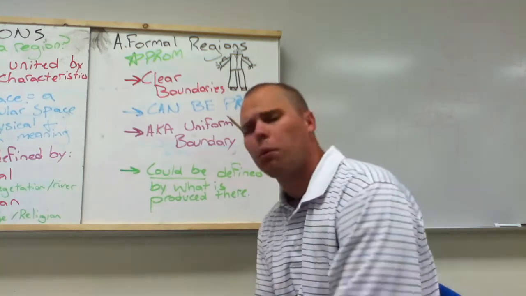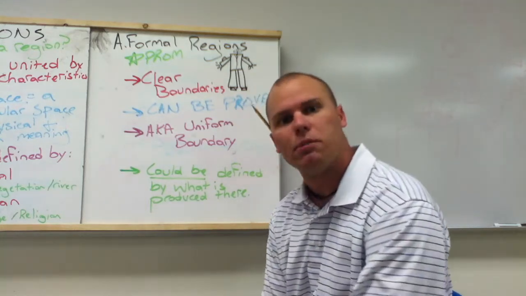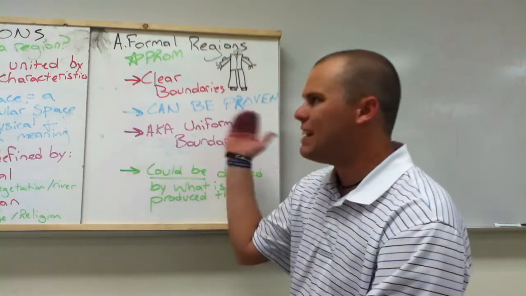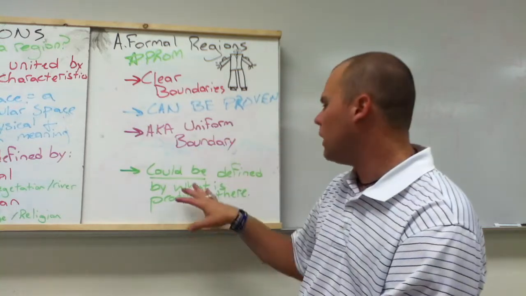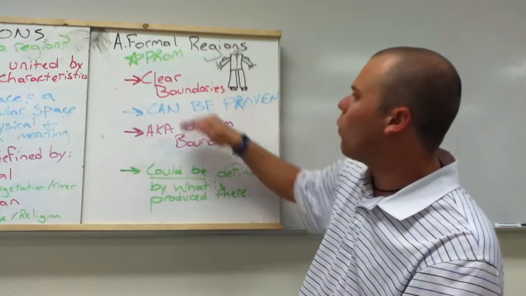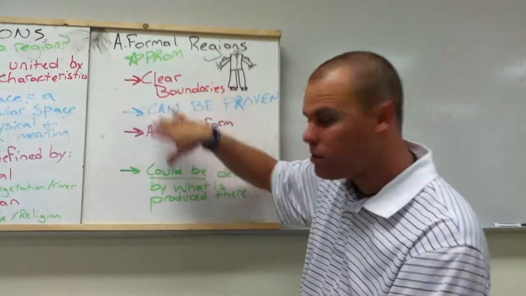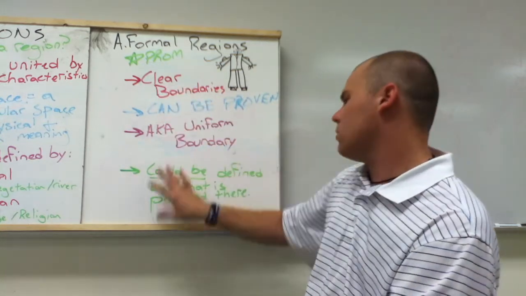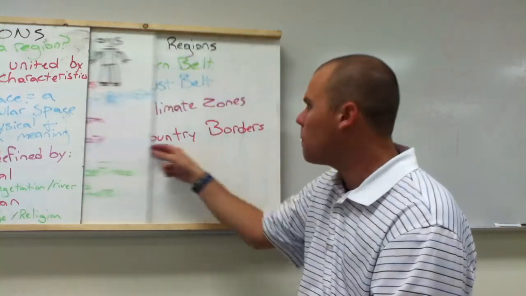Now, a formal region could also be defined as what is produced there. All right, on the next slide, I'm going to show you some examples. But it's got to be proven. It's got to have formal boundaries. It's got to have clear boundaries. Okay, it's got set rules. But it could also be what's defined.